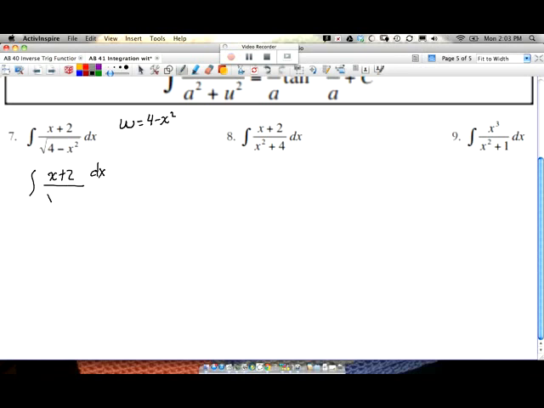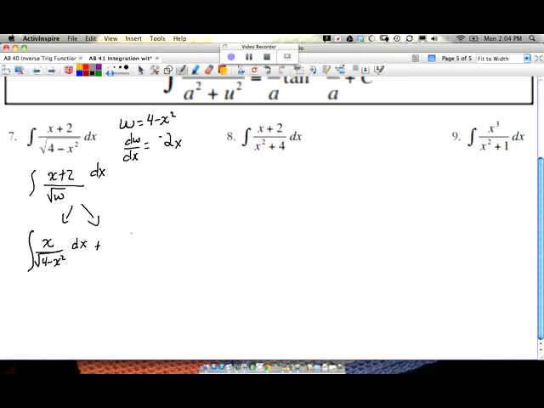Well, a couple of things that I could do. Really, honestly, that's kind of tough to do it that way. Well, let's see what we would get. If I were to do dw dx, I would have negative 2x. And that's not really what's up here. It's an x plus 2. So I'm going to try and split this into two different things. I'm going to have x over 4 minus x squared, dx of course, plus 2 over 4 minus x squared.